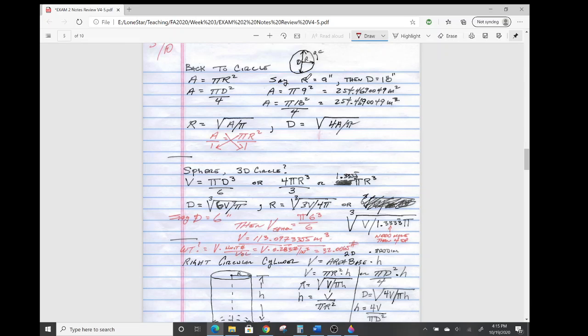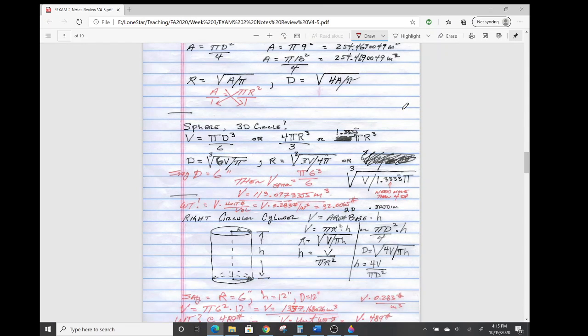Say the radius is 9, then the diameter is 18. So if you want to find the area and you want to use radius, then it's 9 squared times pi, which is 254.469 inches squared. Inches squared, it's area. The area, if you want to use diameter, it's 18 squared times pi divided by 4, which is still 254.469. Go figure, right? It's magic. What can I tell you?